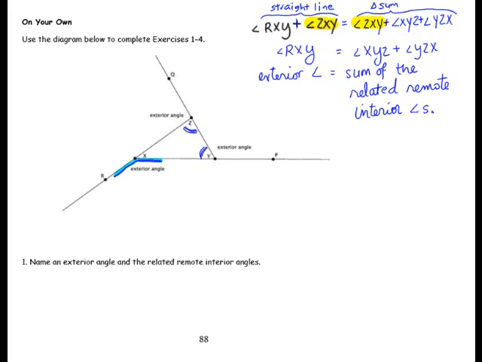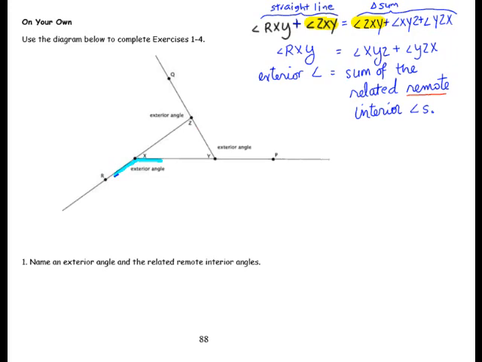The related remote interiors. Remote means farther away. So here we have three interior angles, X, Y, and Z. The remote interior angles are the ones that are farther away from the exterior angle, and they both share one side with that angle. So here, this angle shares this side, this angle shares this side. So that is the remote interior angles.